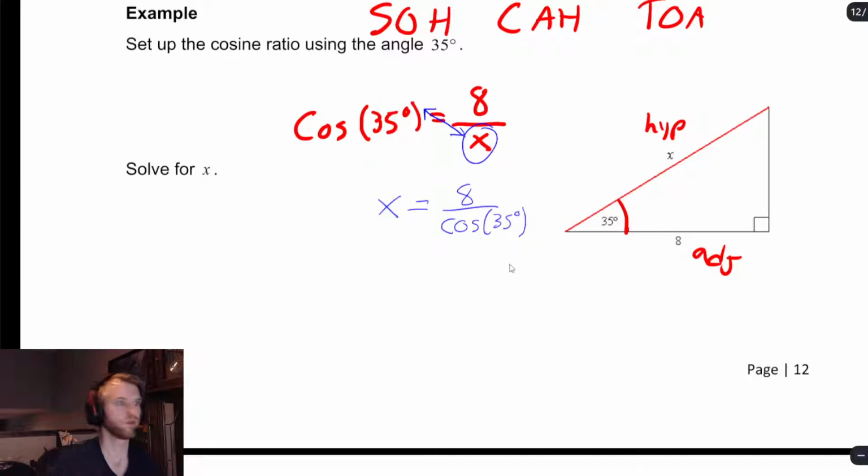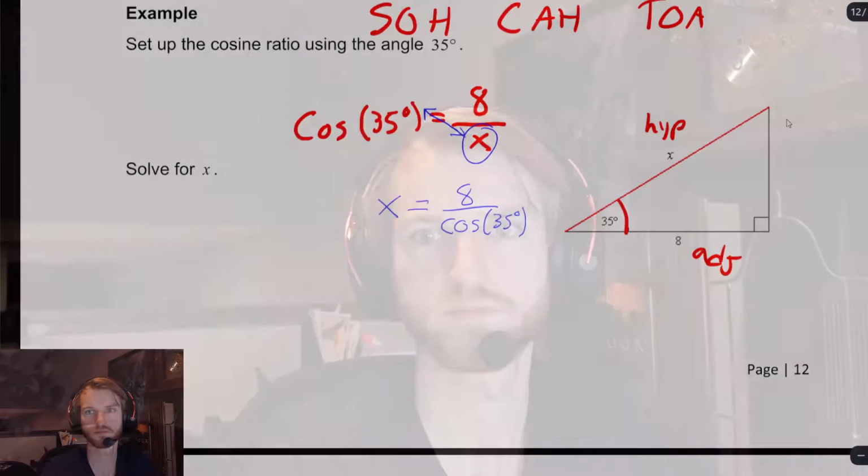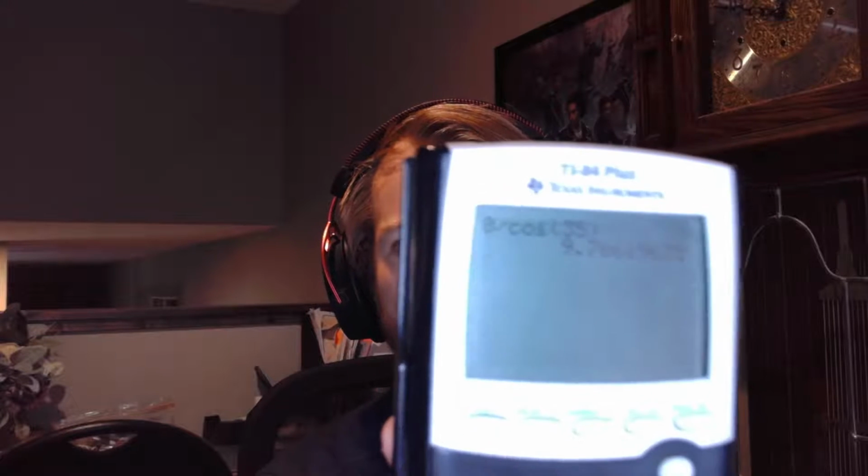There. So now this is what we're going to put in our calculator: 8 divided by cos 35 degrees. If you do that, it will look something like this. Sorry, the light's glare is a little bad there. And of course it powers off at that moment. Okay, you get the idea.